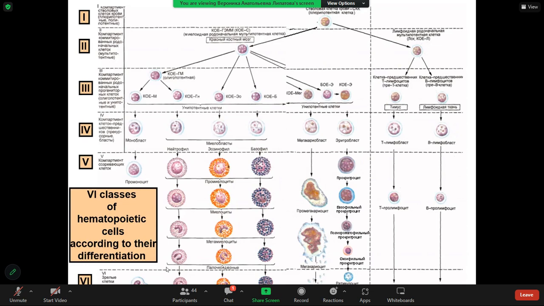And you know what is it, class number 6, because in class number 6, we can see mature cells or all the formed elements that we can reveal in peripheral blood smear. Is this clear?